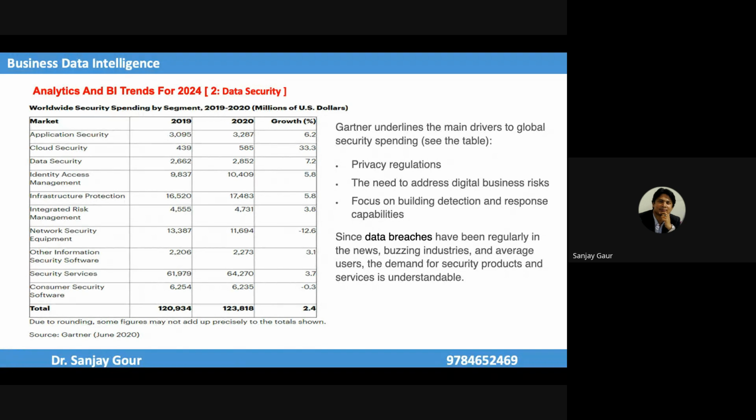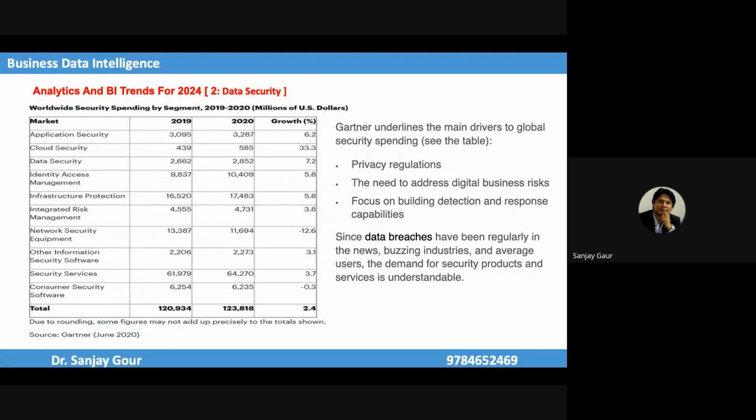From the application security point of view, the growth is 66.2%. Cloud security 33.3%, which means there is a lot of need to secure the cloud in the present context, or we can say we are making a lot of efforts to secure the cloud. And data security is 7.2%. Identity access management is again a crucial point, but we are making efforts on this, 5.8%. Infrastructure protection 5.8%, integrated risk management 3.8%, network security minus 2.6% on the equipment's point of view. Here we are lacking, and we have to focus there. We cannot say focus only here, because the other things are too crucial.